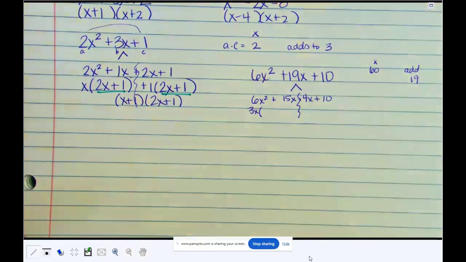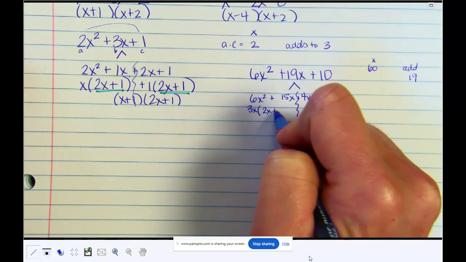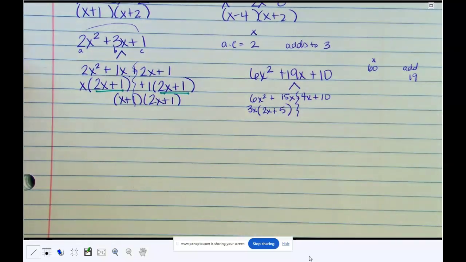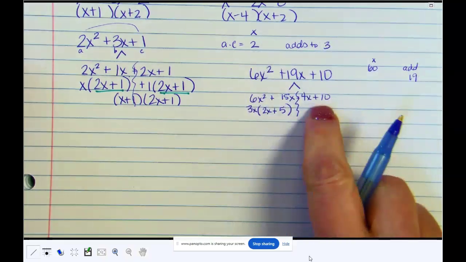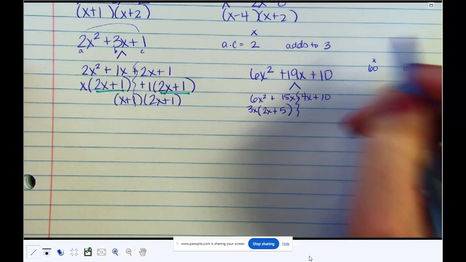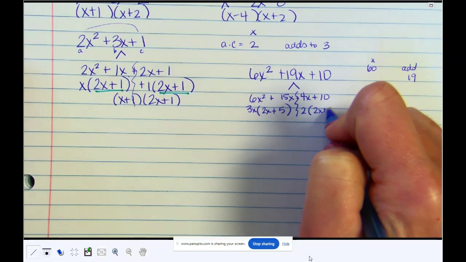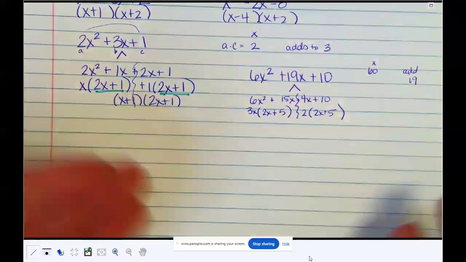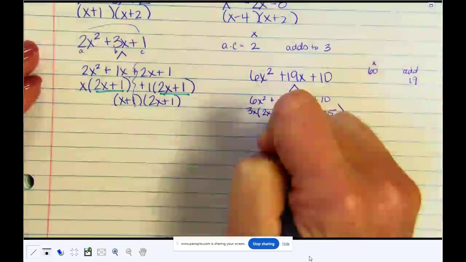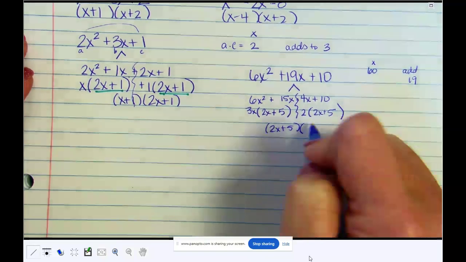Okay, leaving you with? Nope, you pulled a 3 out, so what's left? 2. 2x plus 5. Yep, pulling an x out, and you're dividing by 3. This guy, what can you divide? 2. And that leaves you with 2x plus 5, which is what you want, right? Those guys have to be the same. So you know you probably did it right. So then you have your 2x plus 5 and 3x plus 2.